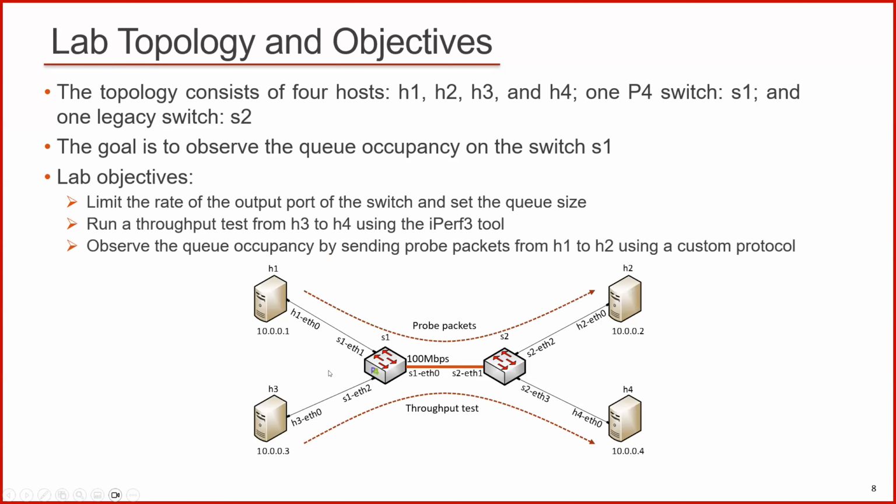At the same time, we're going to be sending packet probes from H1 to H2. And these probes will use a custom header that we will define in our P4 program. And it's the job of the switch to insert the queuing information in that custom header. And then later on, we're going to be able to see the information related to queuing in the collector here, which in our case is H2. So H2 will receive these probe packets and will display the values inside the header fields.